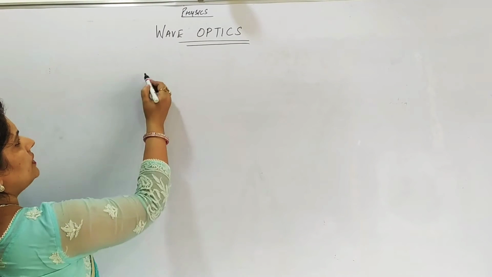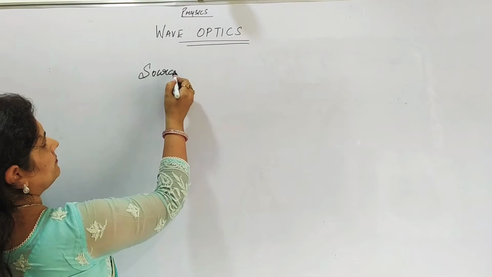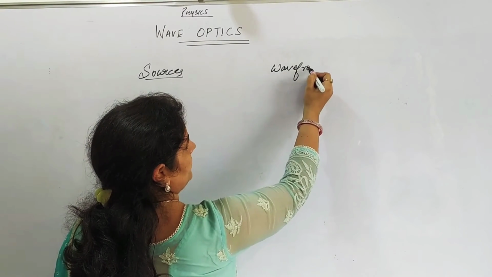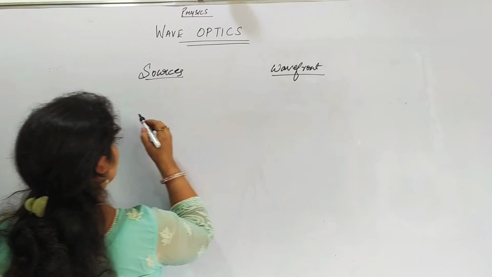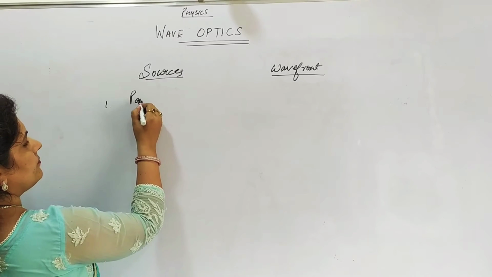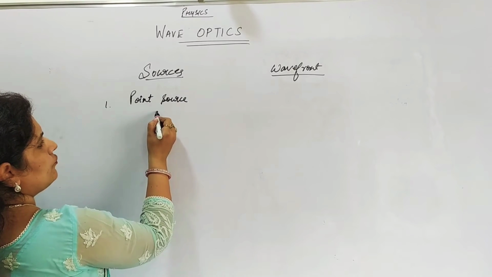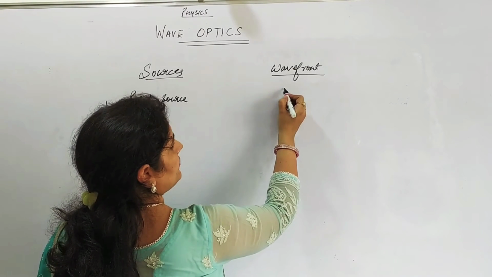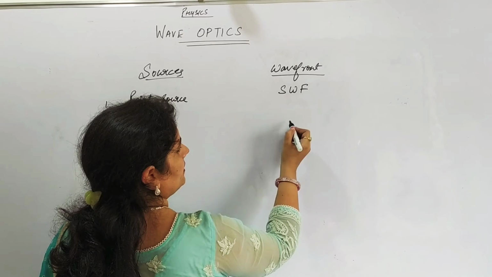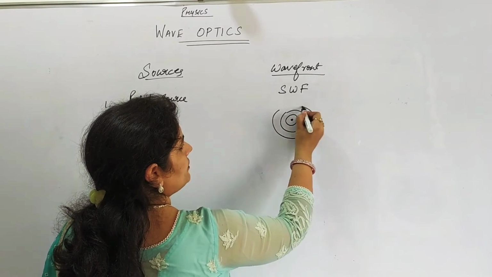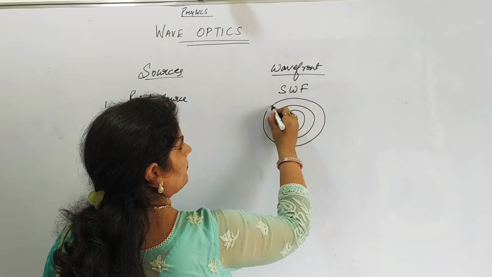So here I will write all the sources, and here I will write about the wavefront. So the first source is a point source. Just now we have discussed, for a point source, what is the shape of the wavefront? Spherical wavefront. So this is the source, spherical wavefront. This is how we show the wavefront.